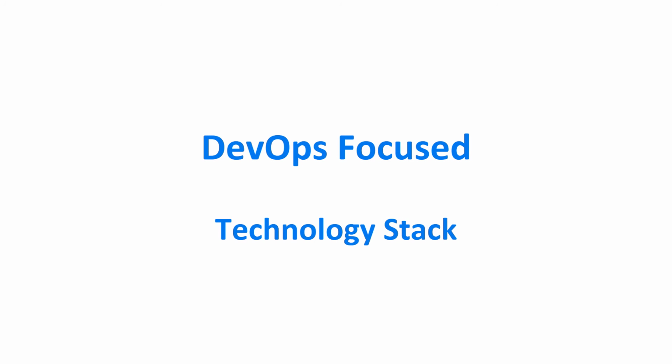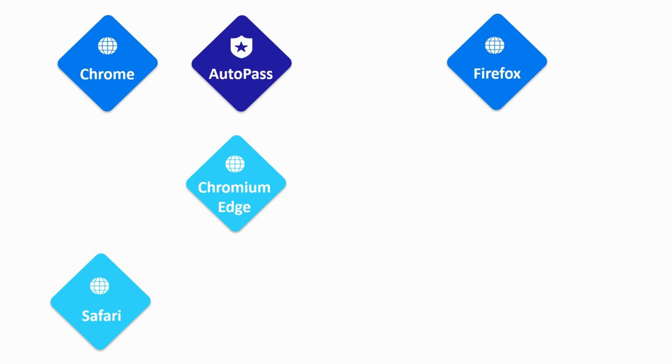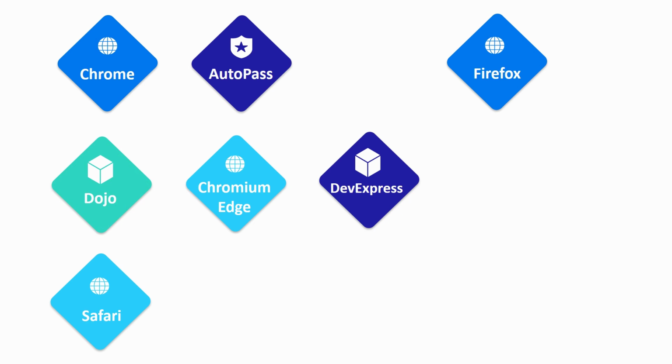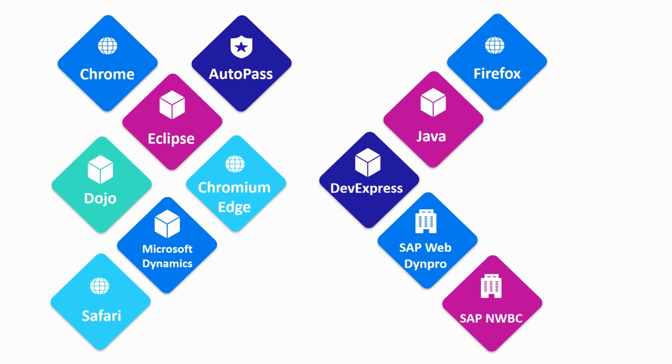This UFT One release adds support for over 30 new technology versions. This includes new versions of Chrome, Chromium Edge, Firefox, and Safari, the new AutoPass license server version, and newly supported technology versions including DevExpress, Dojo, Eclipse, Java, Microsoft Dynamics, SAP, and many more.